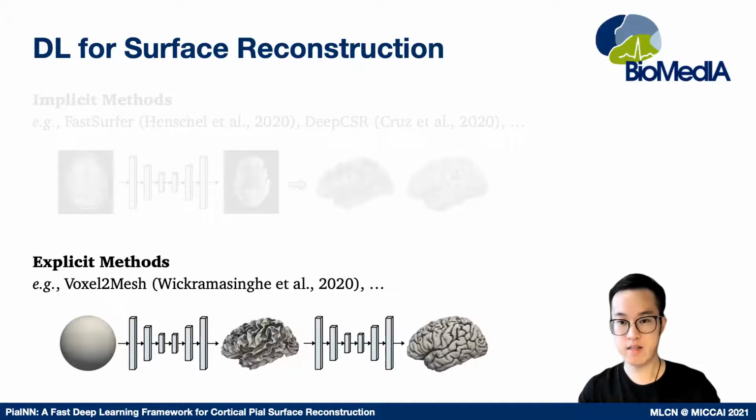In contrast, the explicit methods, such as Voxel2Mesh, are fast and require no topology correction. Given an initial surface with a spherical topology, the neural network learns to deform it to a target surface end-to-end. Several surface-based regularization terms are usually used in the loss function to improve the mesh quality.